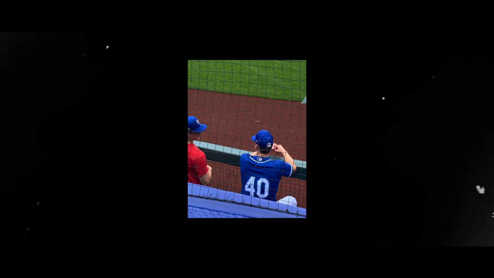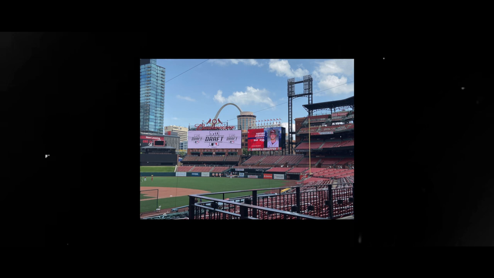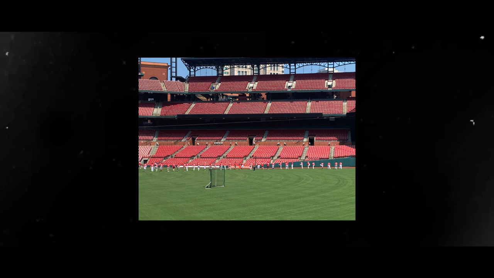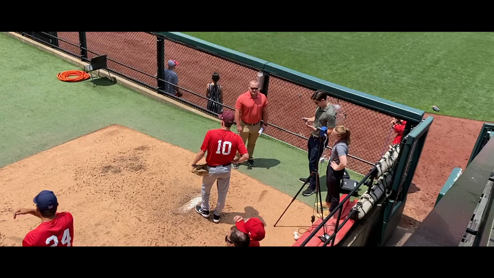Wrapping up with a workout at Busch Stadium is something I could never even imagine. I went to that stadium as a kid all summer, like, hey, we're going to Busch Stadium to watch the Cardinals play today. It was one of those things I'll never forget. I got to play there in high school, but this is a much different level as far as what could transpire from this.